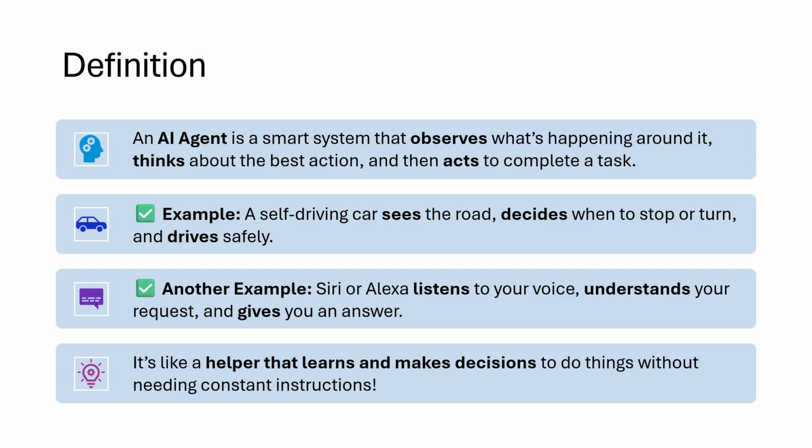An example could be very easy here for you to understand. A self-driving car sees the road, decides when to stop or turn, and it can drive safely. Another simple example, we are using Siri or Alexa, which can listen to your voice or command, understands your request and gives the answer as per our expectation. It is like a helper who is intelligent, who can learn and make decisions, and it will not need constant inputs from humans. So, to make it very simple, an AI agent is a smart system that observes, that thinks, and can act without your consistent intervention.